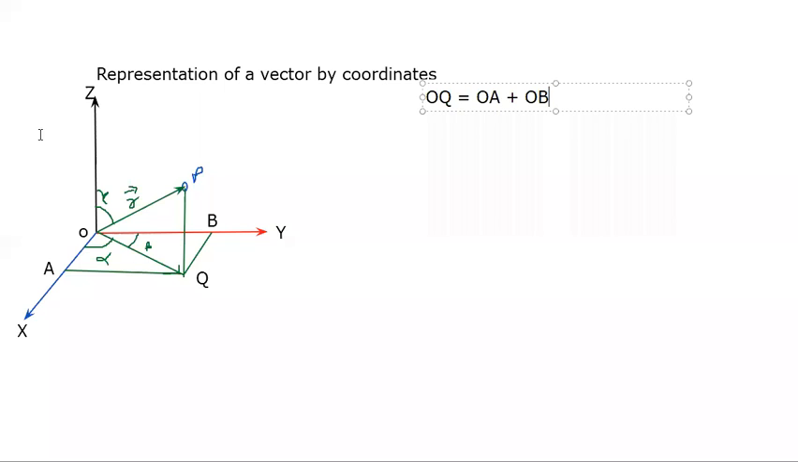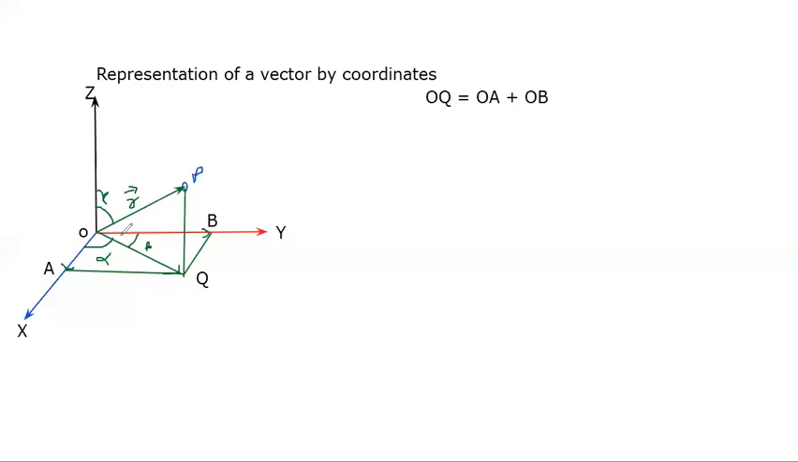This is the OQ vector. This is the resultant, right? So what are its two constituents? OB and OA, right? These are the two sides of a parallelogram, and you get the resultant OQ. Have you understood this or not? Yes, sir. Okay.